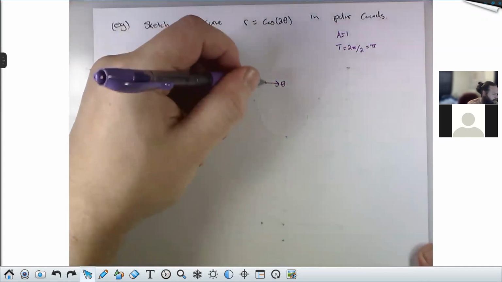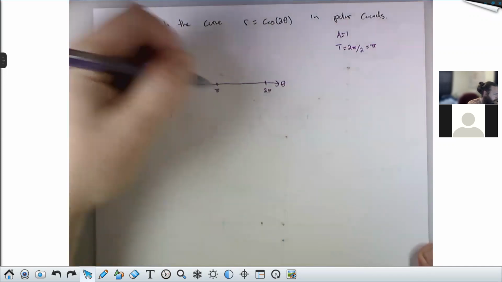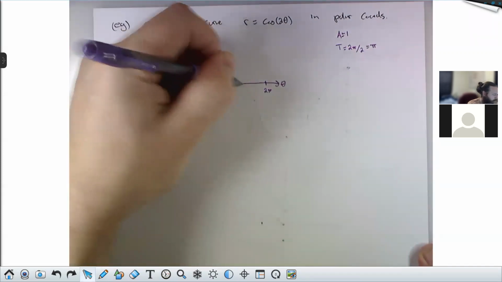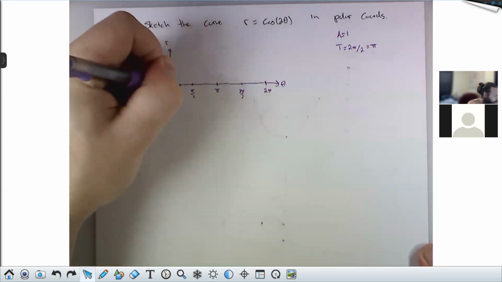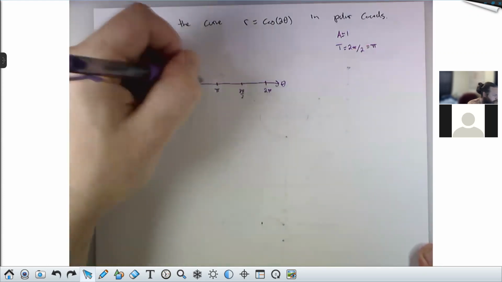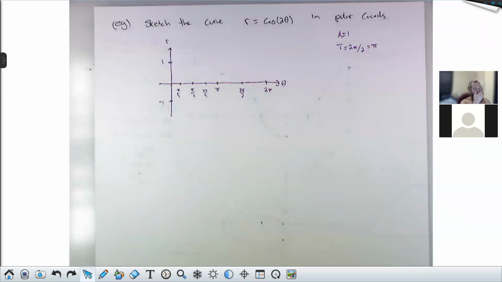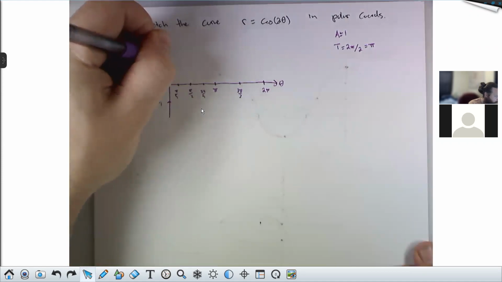We'll call this 2 pi, which makes this pi, makes this pi over 2, 3 pi over 2. The quarter period here, pi over 4, 3 pi over 4, and so on. So this is a cosine wave. It's been squished in horizontally. It has a period of pi rather than 2 pi. We know cosine starts at the top of its amplitude.